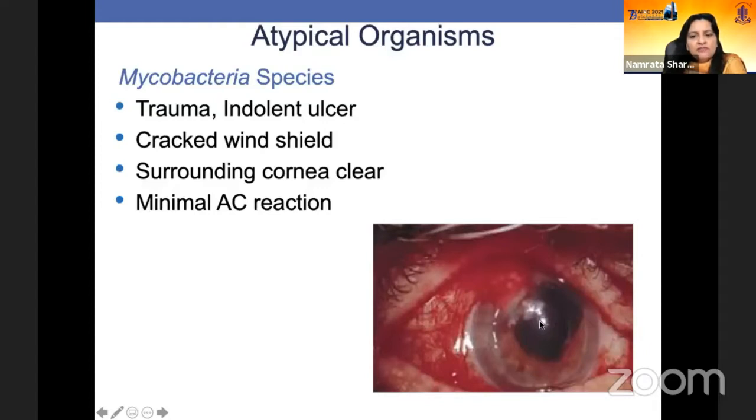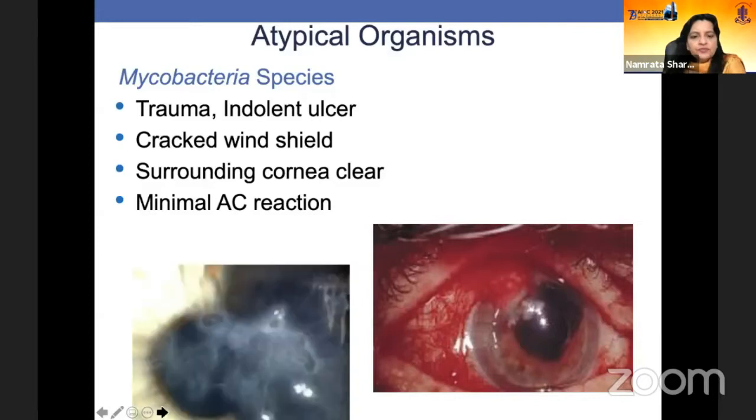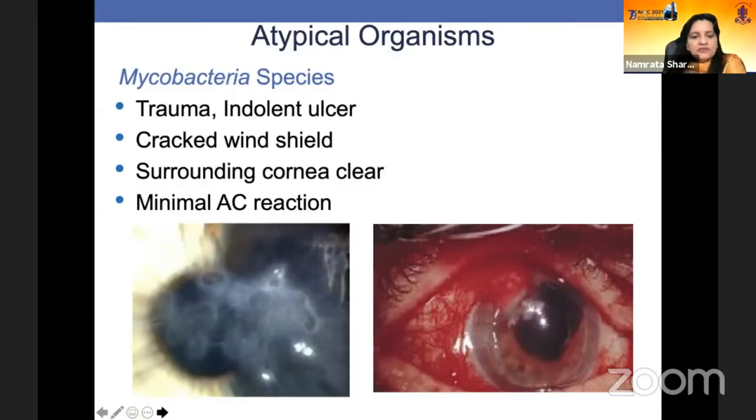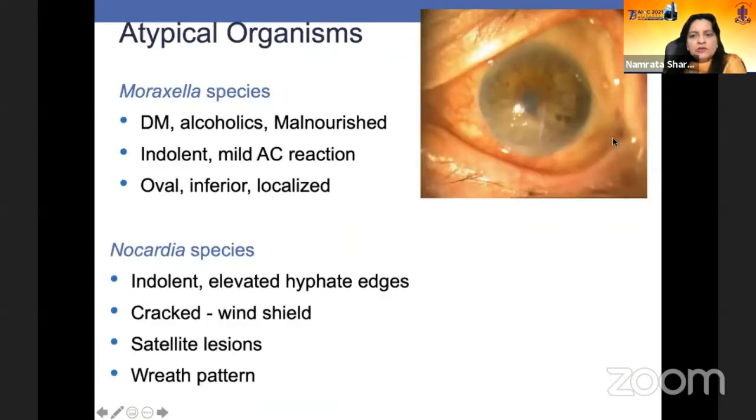They are indolent. They have a classical cracked windshield appearance, which you can see here. The surrounding cornea is quite clear, and there is hardly any AC reaction. So again, this is a cracked windshield appearance which can be seen. The Moraxella ulcers, on the other hand, tend to be inferior. There is hardly any AC reaction. They are oval. They occur in diabetics, alcoholics, and the malnourished.